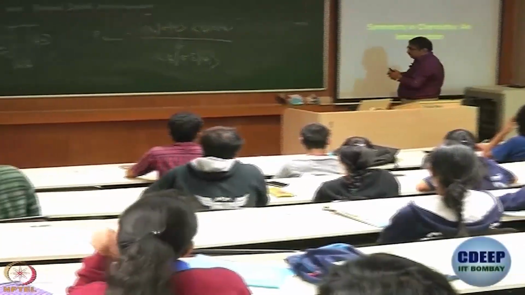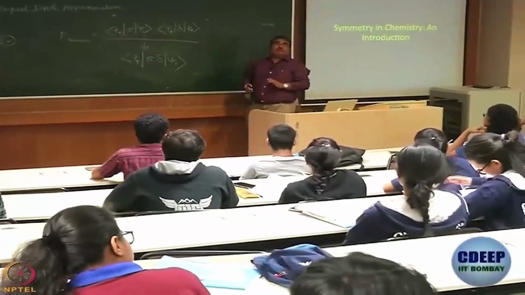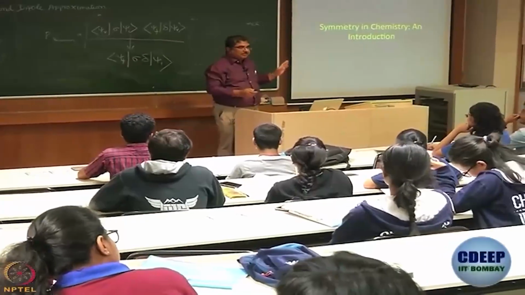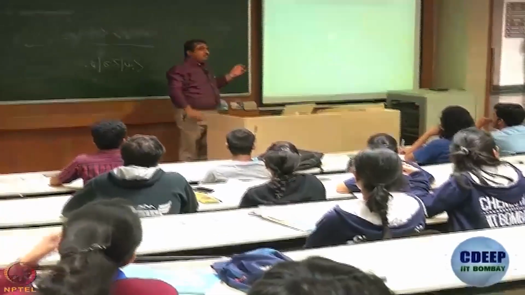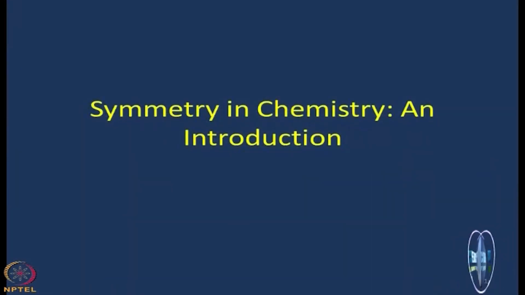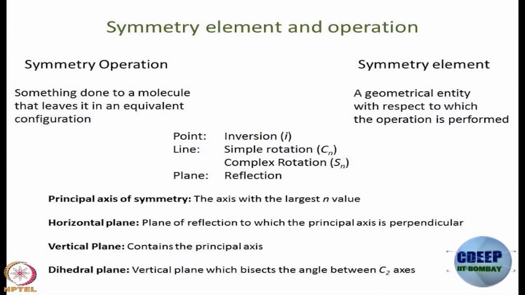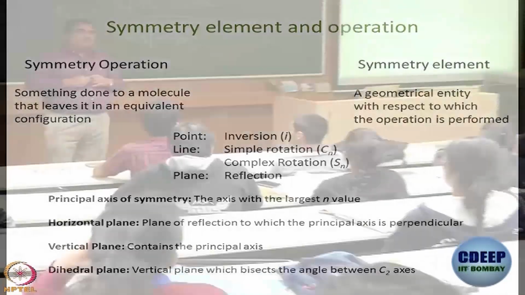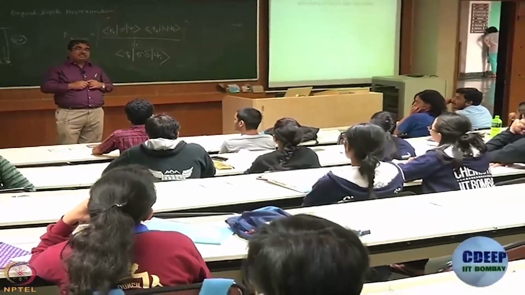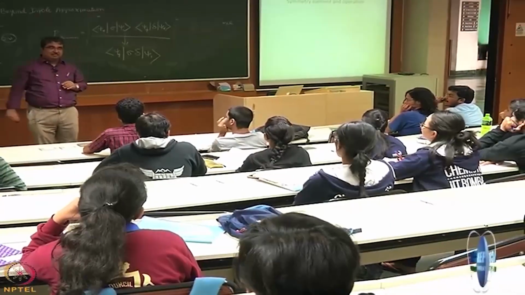So, very quick recap of symmetry classification of molecules. Even in schools nowadays, they talk about symmetry elements. I believe all of us know what a symmetry element is, what a symmetry operation is. What is the formal definition? But what is a symmetry operation? We will come to symmetry element afterwards.